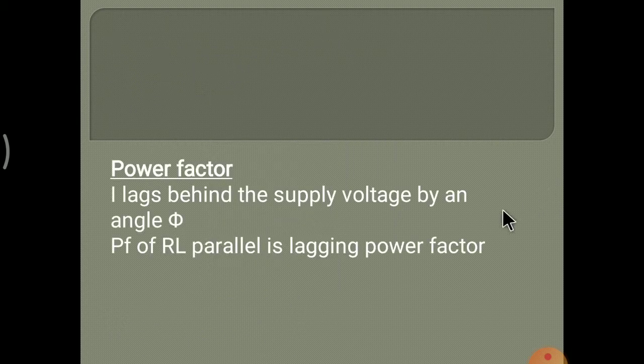Next, power factor. I lags behind the supply voltage by an angle phi. We see this in the phasor diagram and also in the waveform. So the power factor of RL parallel is a lagging power factor because I is lagging V.